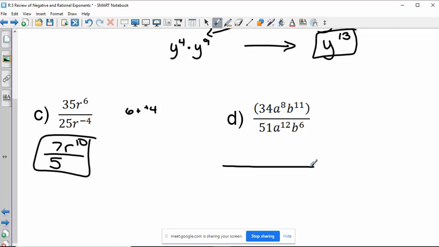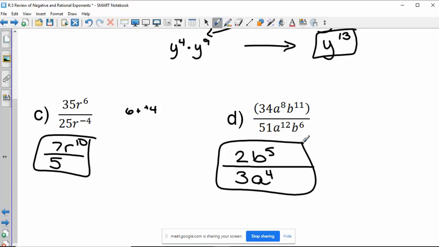What'd you get, Julie? Yep. They're both divisible by 17, so we get 2 over 3. Okay, do I have more A's on top or bottom? Bottom, so it's going to stay on the bottom. 12 minus 8 is 4. Are my B's going to be on the top or the bottom? Top. 11 minus 6 is 5. So 2b to the 5th over 3a to the 4th.